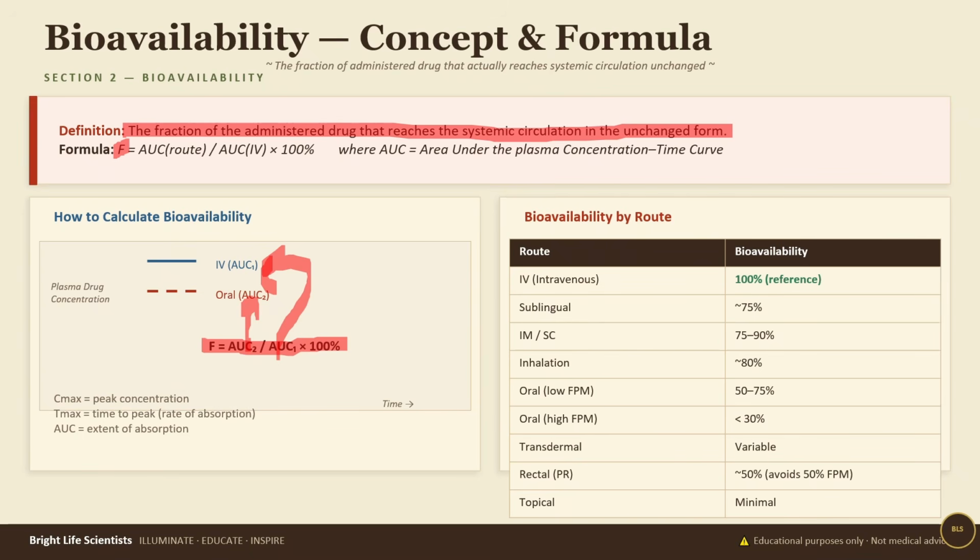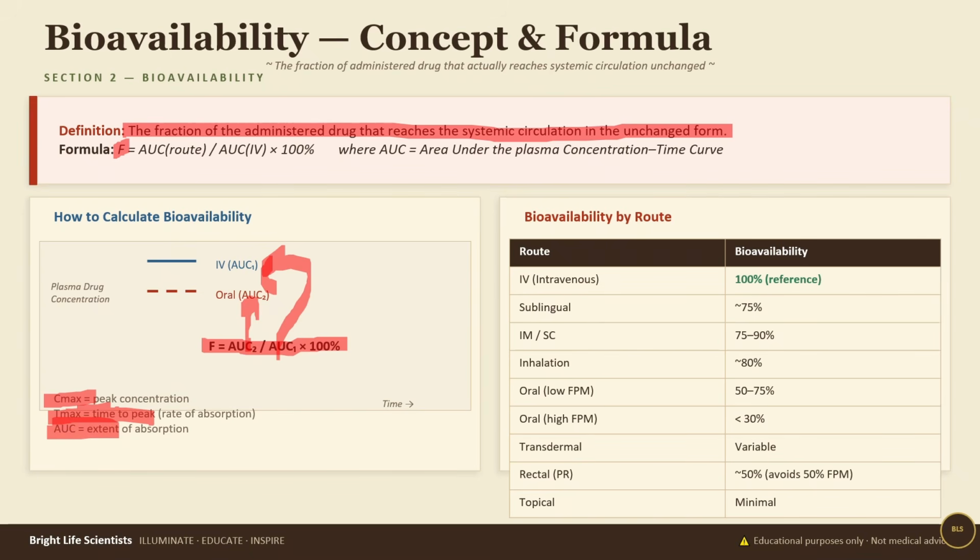Three parameters matter on the plasma time curve. We have Cmax, which is the peak plasma concentration. Then we have the Tmax, which is the time it takes to peak. This time to peak reflects the rate of absorption, and AUC reflects the extent of absorption. Remember, AUC is the area under the plasma concentration curve.